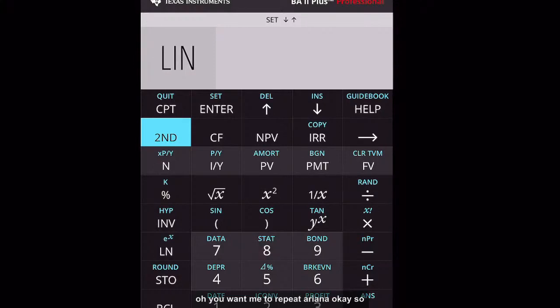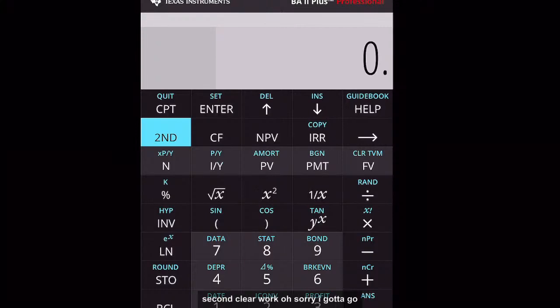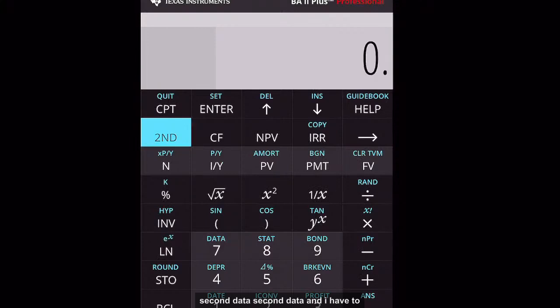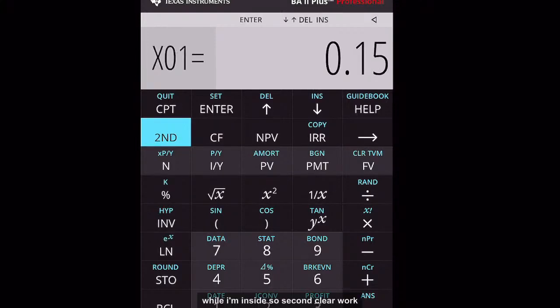Oh, you want me to repeat, Ariana? Okay, so let's clear second clear work. Oh, sorry, I got to go into second data, and I have to clear it while I'm inside. So second clear work.